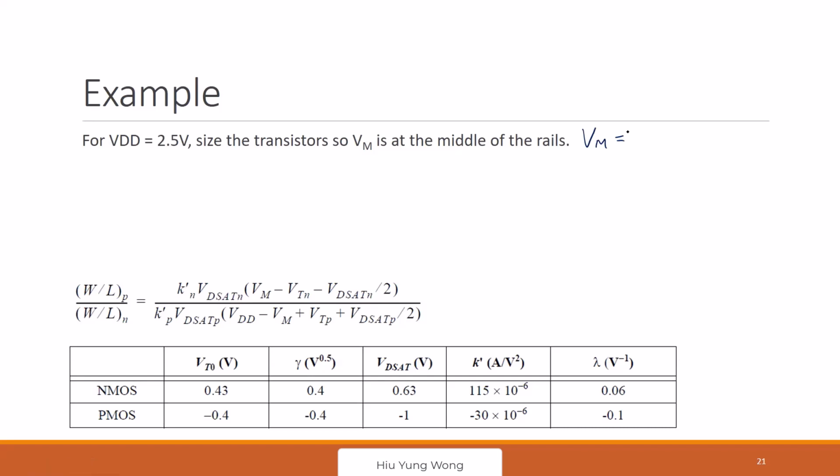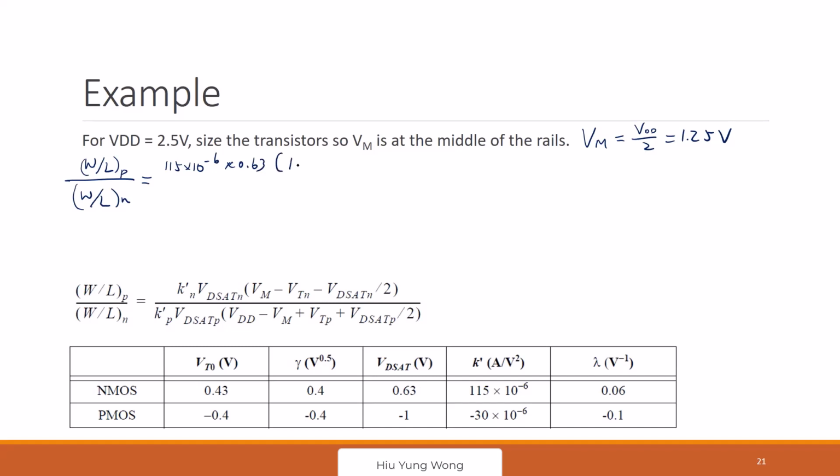1.25. Why? VDD by 2. Thank you. Yeah, I'm just asking something very straightforward, so you may doubt about yourself. Why is it so easy? 1.25, right? So it's easy, indeed, this example. So W on L on P divided by W on L on N equals to Kn dash, right? We look at Kn dash 115 times 10 to the power minus 6. VD set N is what? 0.63, right? At the table below.